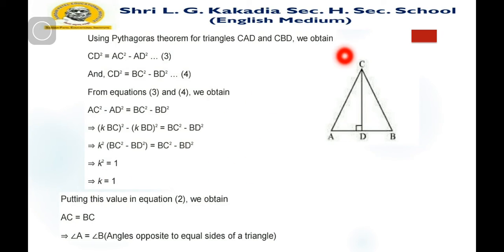And if two sides of any triangle are equal, then it is known as an isosceles triangle. AC and AB are equal, which means it is an isosceles triangle. And in an isosceles triangle, the angles opposite to equal sides are equal. So angle B and angle A are equal. Hence angle B is equal to angle A.